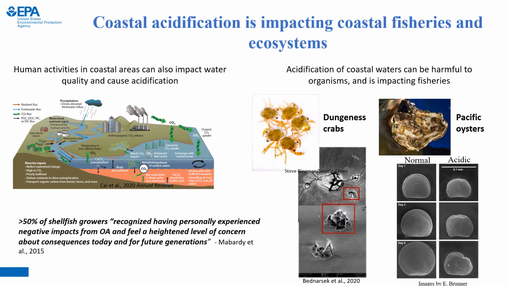We are studying coastal acidification at our EPA lab because we know that it can be harmful for coastal organisms. Recent studies have shown coastal acidification on our coasts can dissolve the shells of young Dungeness crabs and also cause deformed growth and mortality of juvenile oysters. This is happening right now, and most shellfish growers in our region have said that they are beginning to feel the negative impacts from acidification on their operations.